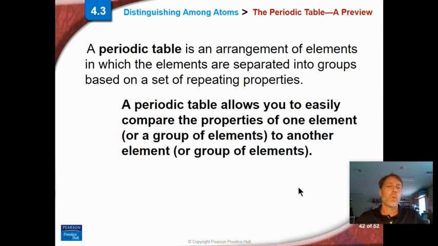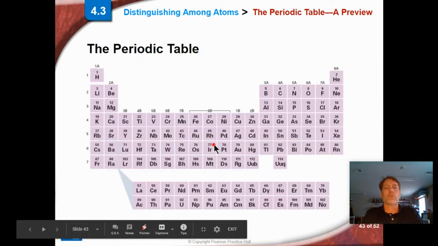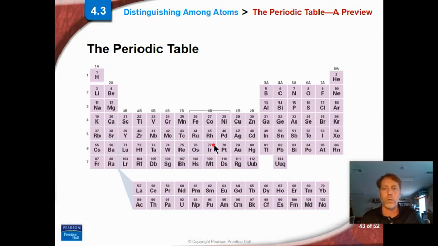It's easy to compare one property to the element. So it is an arrangement of elements that are separated into groups based on repeating properties of that element. Okay, they're related to groups, which are also called families. Okay, so here's the periodic table. This is an older version. We'll be working with a much newer, more interactive version in class together.